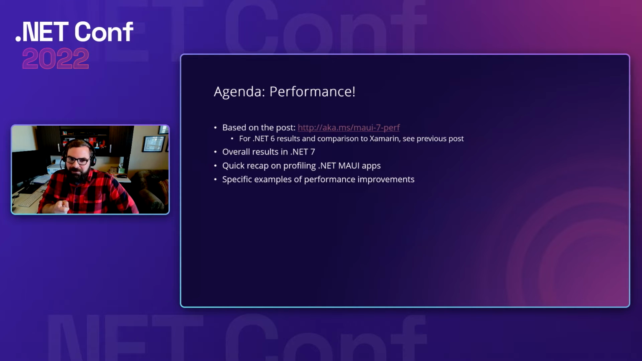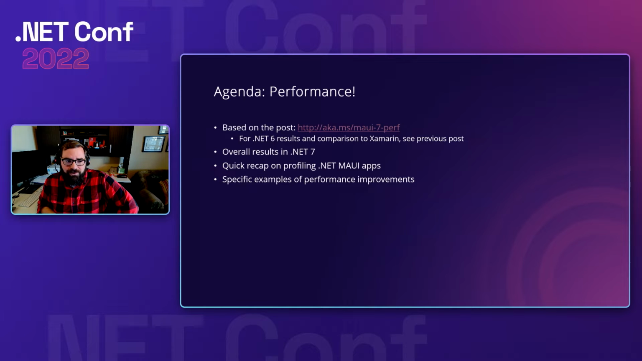So everything I'm going to talk about today was in this blog post, aka.ms/maui-net7-perf. If you want to check that out after, there may be things on there that I don't mention. There may be details and links and other stuff that I am going to gloss over here. And obviously, if you're coming from Xamarin, you may want to look at the .NET 6 version of this post. I linked to the one from 6 months ago. That gives you the details of any of the benefits you'd get just moving from Xamarin to MAUI today. While here I'm going to talk about .NET 7, right?